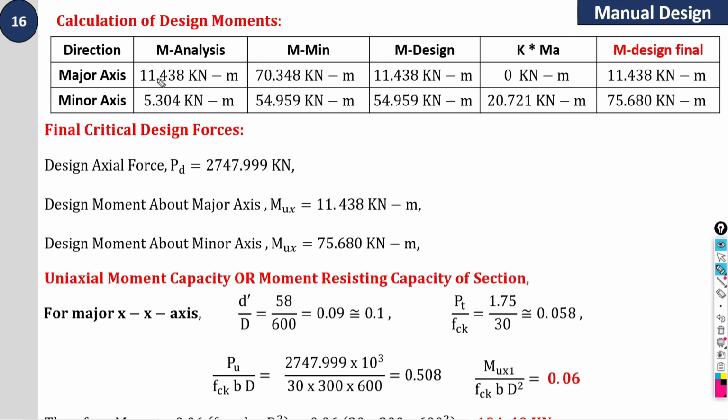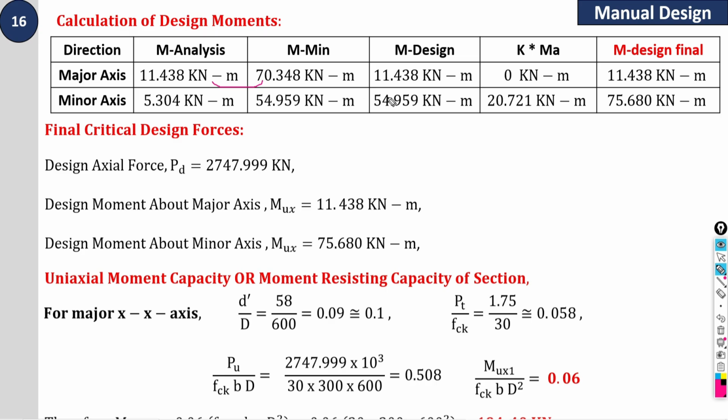So here 11.438, 17.348. Amongst this analysis value and minimum moment due to eccentricity, you have to consider the maximum one. You have to check which one is the maximum, and then you have to put it in the final design moment. In this final design moment, you have to add the additional moment, and that is going to become finally your design moment. So here 11.438, 70.348. Here for the final design moment, you have to choose the maximum among these two.